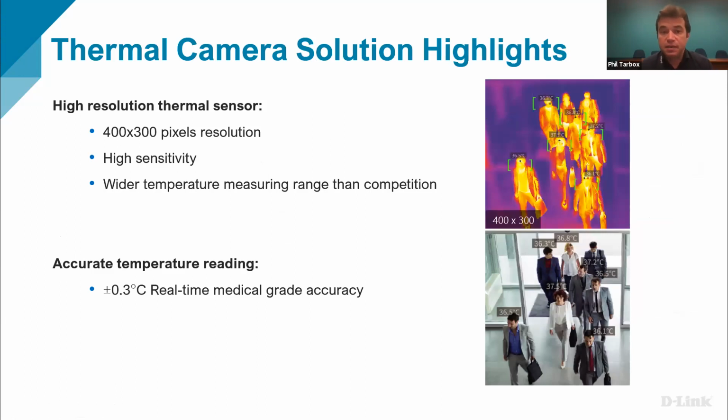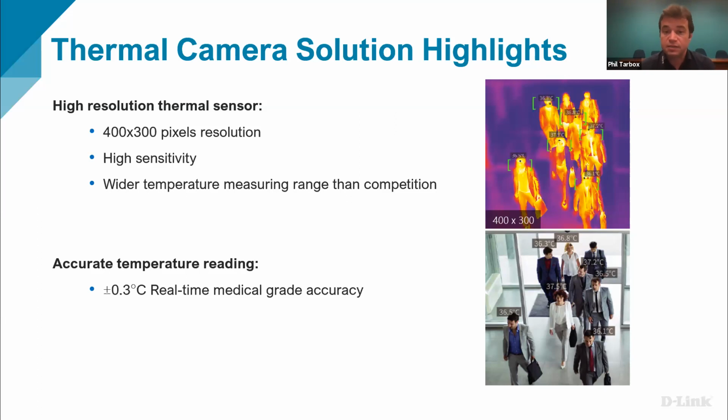So certainly what we're seeing is that we have a very wide temperature range that we're able to measure, certainly much larger than our competition. Very sensitive, with a 400 by 300 pixel resolution. That's certainly important when measuring temperature accurately, ensuring that you've got the highest resolution thermal sensor. With the D-Link 9210 and 9510 cameras, we're able to get that temperature sensitivity down to 0.3 degrees. That's not 0.3%, but 0.3 degrees.